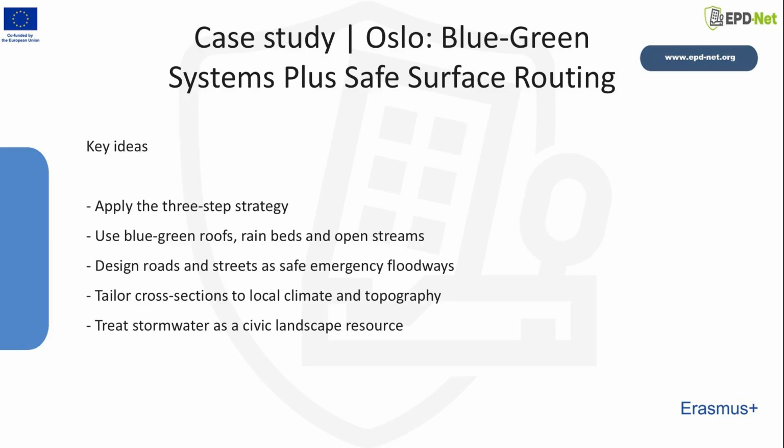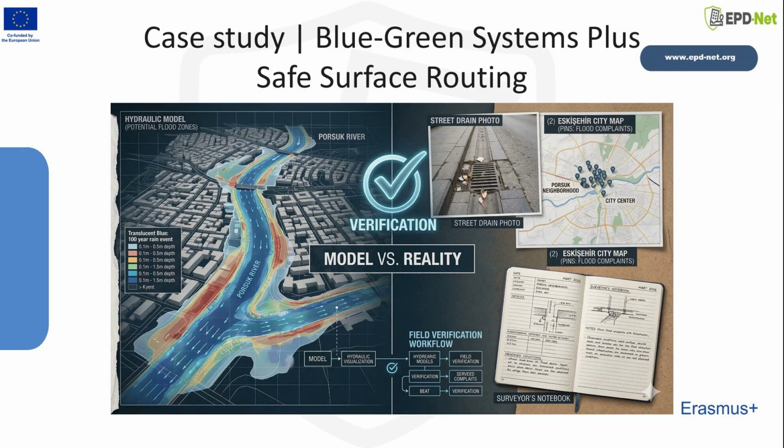Another key idea is that cross-sections should be tailored to local climate and topography. This means that the system is not based on one standard solution, but on spatial adaptation to context. The case is also important because it treats stormwater as a civic landscape resource rather than only as a technical burden. Everyday water management and extreme event safety are coordinated through visible urban design elements. The planning lesson from Oslo is that resilience becomes stronger when water is integrated into public space, landscape structure, and street design in a deliberate and legible way.